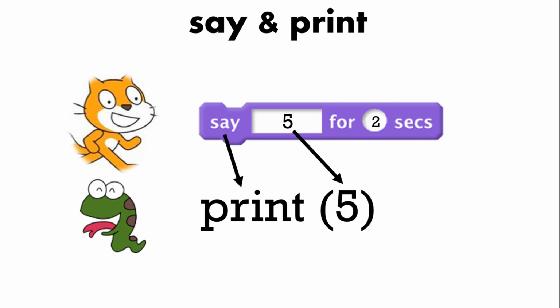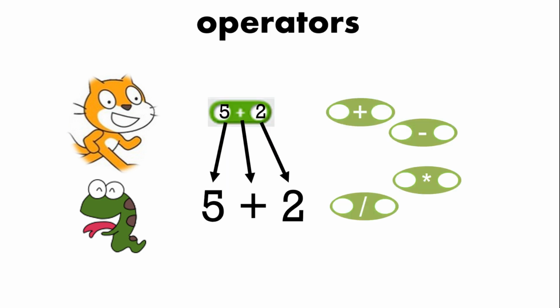Here we've got say 5. In Python we've got print and brackets and the number 5. There's no double quotes there, notice that. The operators. If we just want to add two numbers, simple, just use plus. If we want to use minus, multiply, divide, they're simple operators.